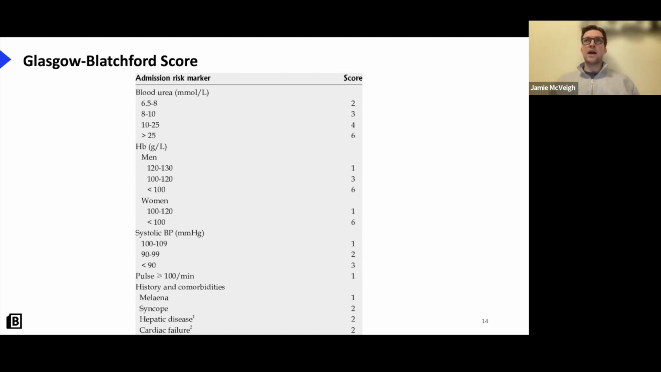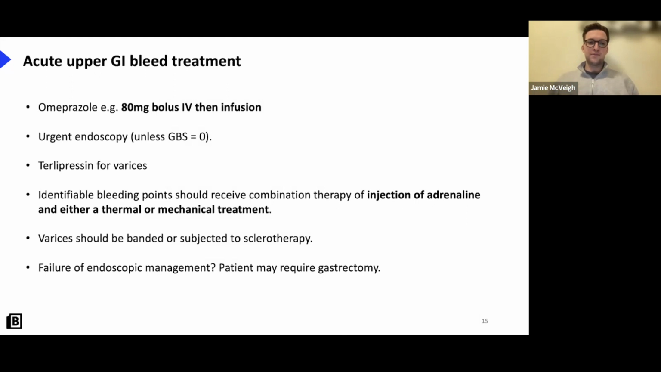And endoscopy, as we spoke about. So within the endoscopy, what the gastroenterologist will do is find the site of bleeding and inject it with adrenaline to cause vasoconstriction locally, as well as commonly using thermal treatment, so they just cauterize the area to stop the bleed.